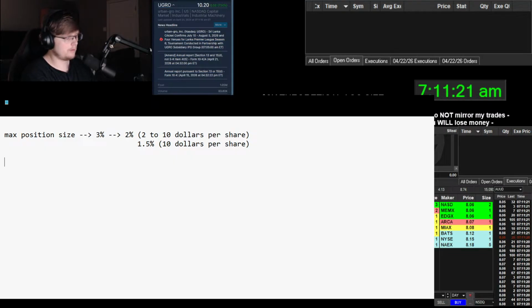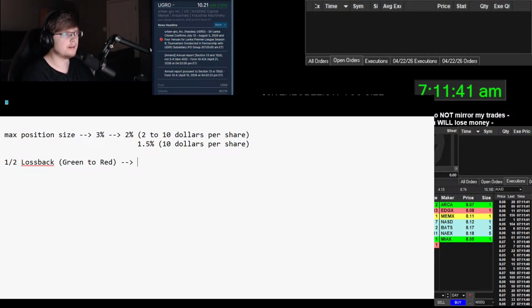Next thing I wanted to consider was the half loss back for green to red. So this was supposed to be a soft rule where I look back, I make a big mistake, and I have to stop if I do a self-evaluation and I feel like I'm compromised. But for some reason yesterday, I didn't do that. I took a big loss and then I immediately jumped back in and then took another big loss.